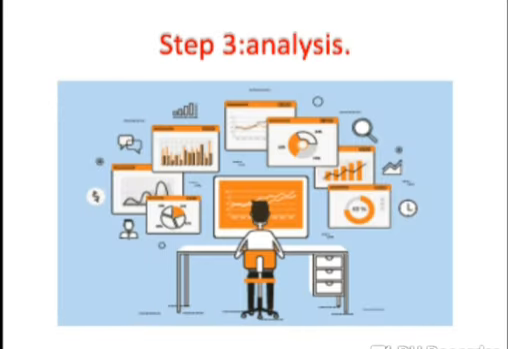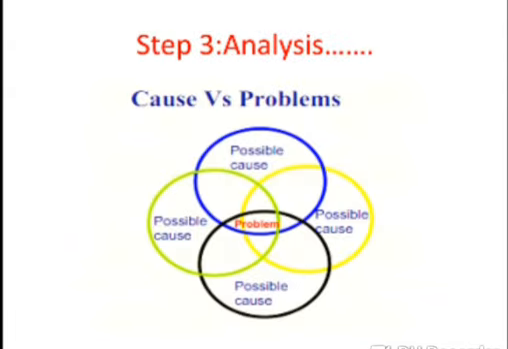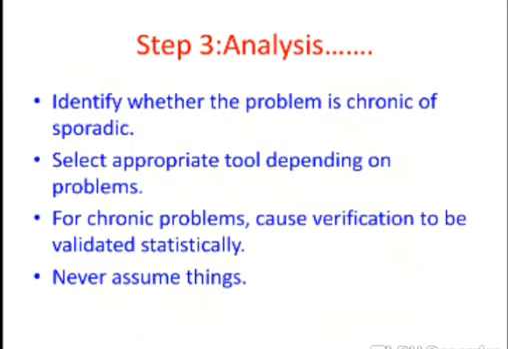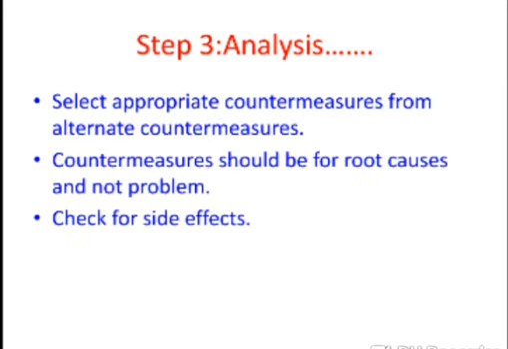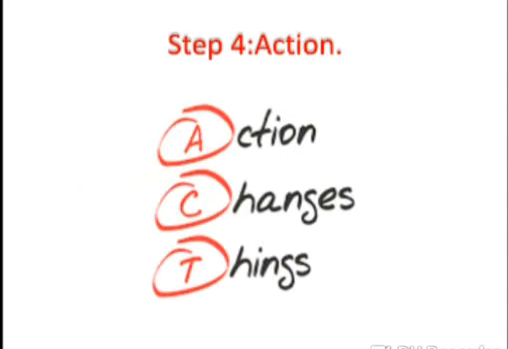Step 3, analysis. Analysis is causes versus problems. Problems are created by the various causes. Identify whether the problem is chronic or sporadic. Select appropriate tool depending on problems. For chronic problems, cause verification to be validated statistically. Never assume things. Select appropriate countermeasures from alternate countermeasures. Countermeasures should be for root causes and not problem. Check for side effects.